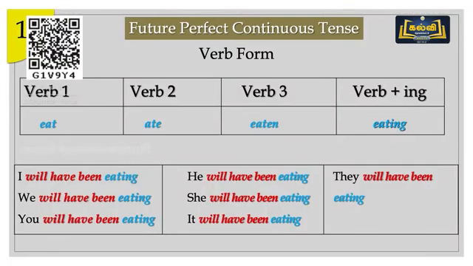The last one is future perfect continuous tense. This is the least used tense form in the English language. And look at the form, look at the screen, and know the form. Will have been eating, we will have been eating, he, she, it, and they will have been eating. So we are using will, have, been plus verb. So a longer verb phrase. Okay.